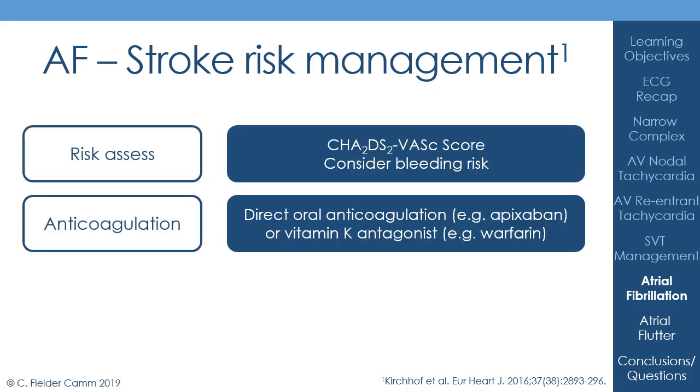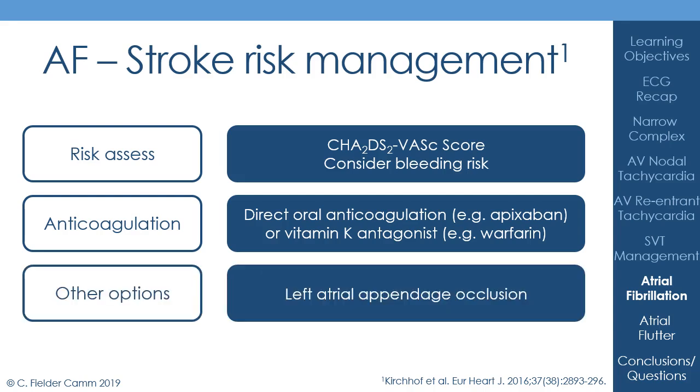Now, your options to reduce your stroke risk are either anticoagulation, and that can be done with a direct oral anticoagulant like apixaban, or a vitamin K antagonist like warfarin, or as we discussed, there are some other options, particularly left atrial appendage occlusion devices, which are primarily considered in people who can't tolerate anticoagulation for whatever reason, or have previously had problems with it due to bleeding.